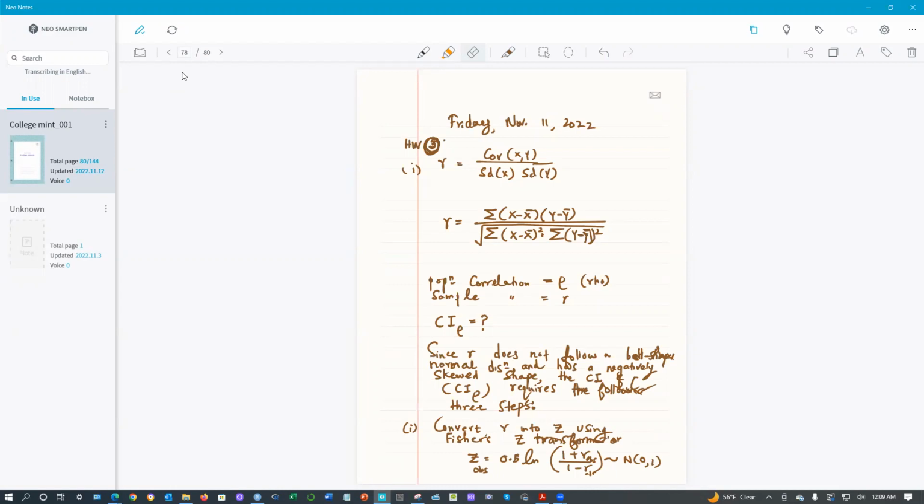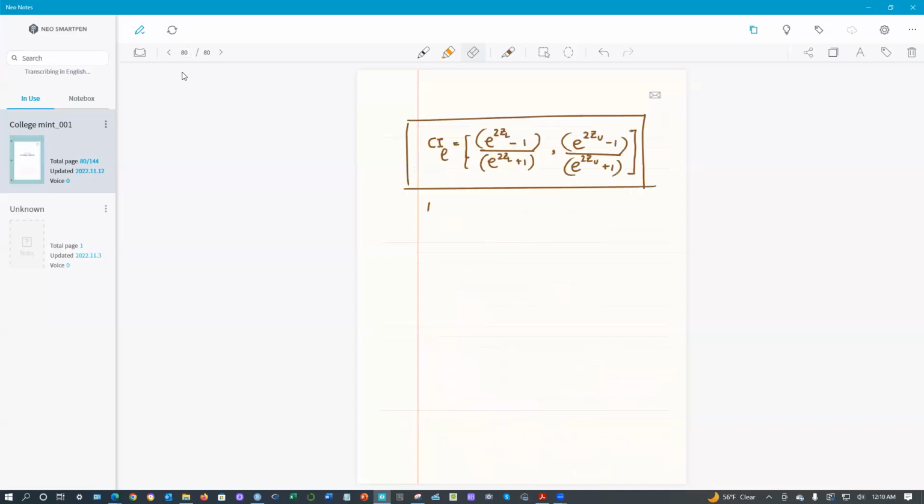So, this one relates to part A, question number two. And this one, question number two, covers the confidence interval, and the last one is 2E. Okay, question number 2E. Let's see how to answer this one.